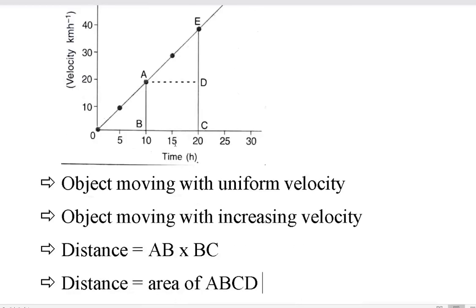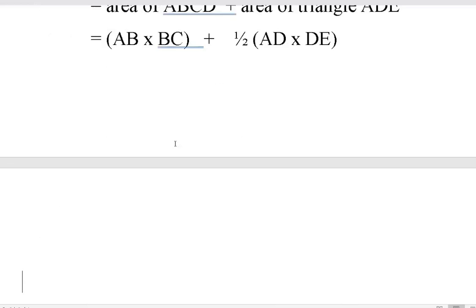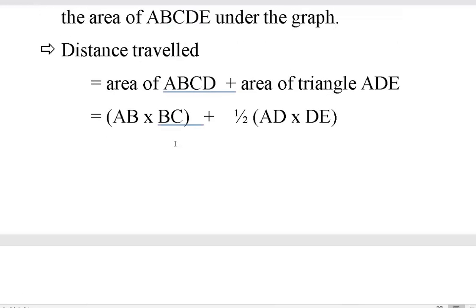So from this we can say that the distance travelled in the second situation, where the object is moving at constantly increasing velocity, would be the area of ABCD plus the area of triangle ADE. The area of ABCD, as shown, is AB into BC, and the area of triangle ADE is half of AD into DE. So, this is how we can find out the distance travelled by an object from a velocity time graph.